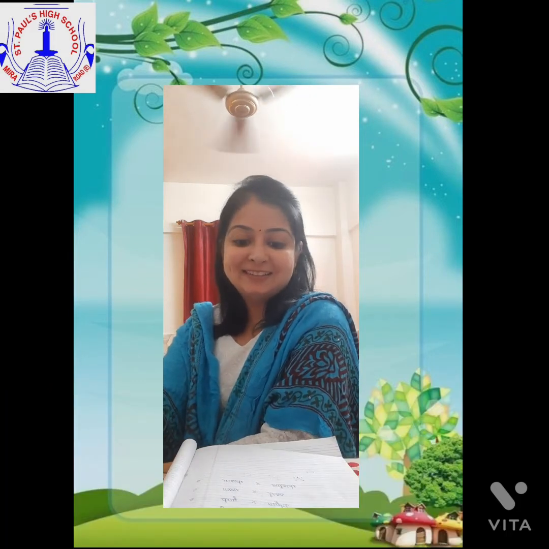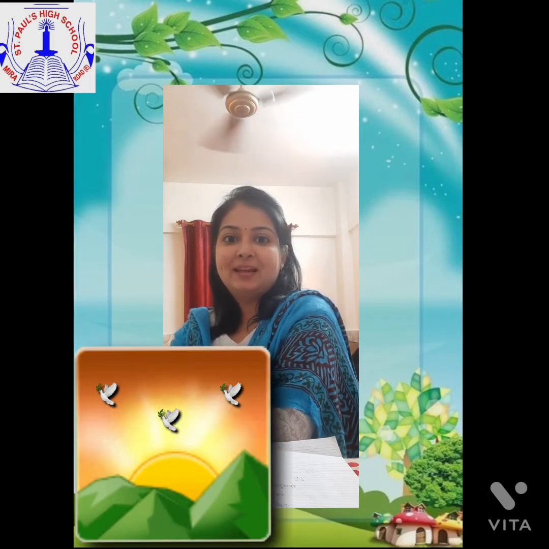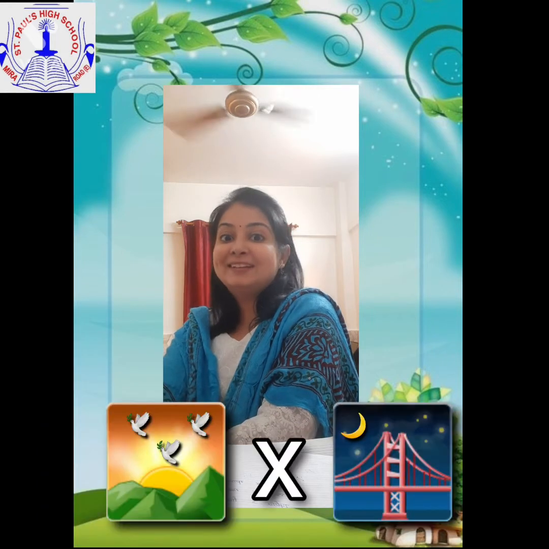Now moving ahead. Now on the screen, what can you see? We can see some birds in the sky. And we can see daytime, correct? We can see light, we can see sun, a very bright day on the screen. Now I'm changing the image. Now what is there? Moon, stars. It's a night sky. So the opposite of day is night. Day, night.